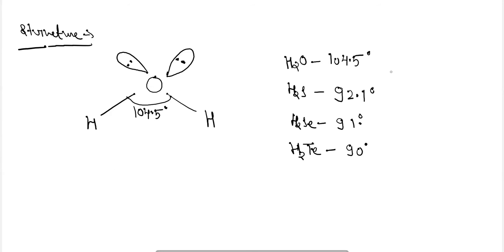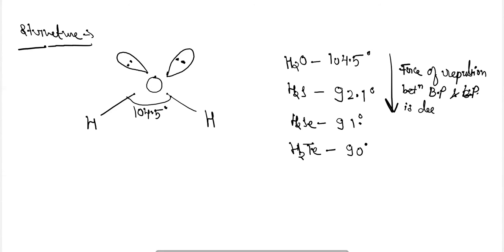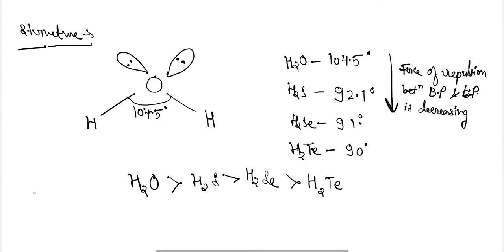As we go down in the group, the repulsion between bond pair and lone pair is decreasing. Due to this reason, there will be a decrease in the angle. So the angle decreases as we go down in the group, and the hydrides formed lower in the group have lower angles.